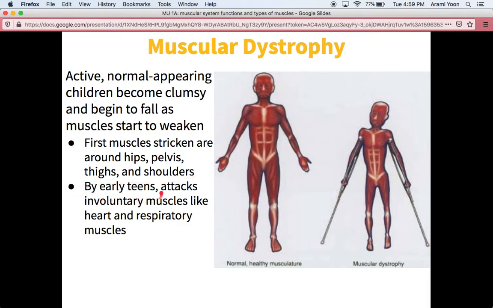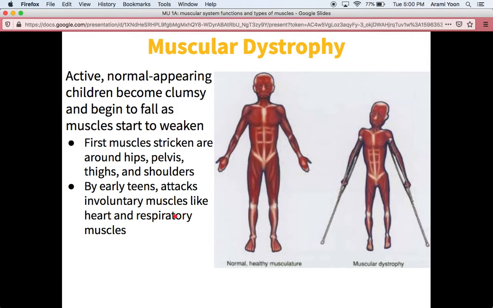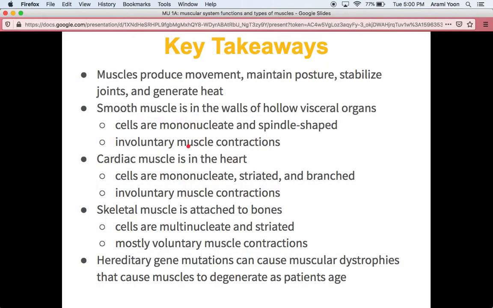And by the time they're in their early teens, like 14, 15, the disorder attacks involuntary muscles like their heart, their respiratory muscles, and this eventually would lead to death. The longest I've ever heard of anyone with Duchenne muscular dystrophy living was into their 20s. So on that sad note, here are your key takeaways.